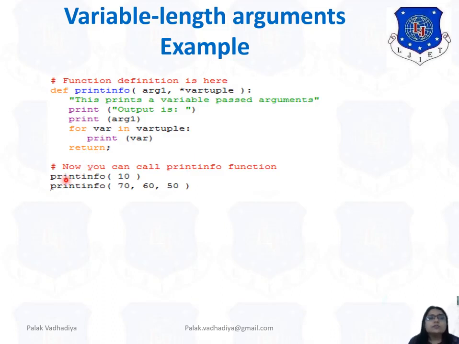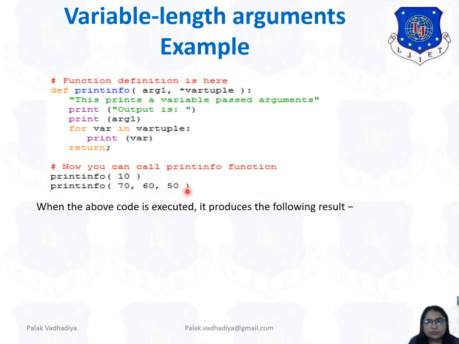Now when I call this function, the first time I pass only one value, which is 10, and the second time I pass 3 different values: 70, 60 and 50. When I execute this code, the first time my output is 10 only. The second time, in place of argument 1, 70 will print, and then 60 and 50, which are part of the var tuple. So one by one it will print these values.